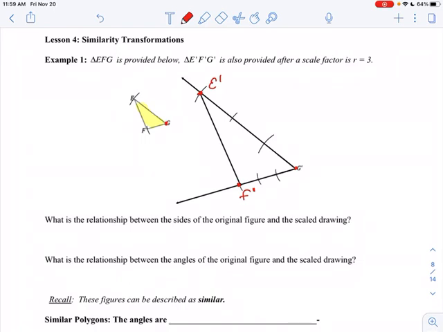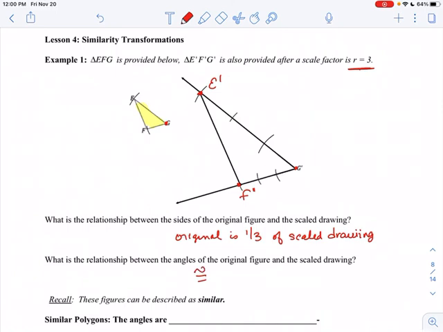But the question is, what is the relationship between the sides of the original figure and the sides of the scale drawing? Well, if I did a scale factor of 3, then the image is 3 times as long, or the original is 1/3 of the scaled. And the big important thing is, what's the relationship between the angles of the original figure and the scaled figure? If I took out a protractor and measured angle F and angle F prime, and angle G and angle G prime, and angle E prime, those angles are the same. They're all congruent to each other.